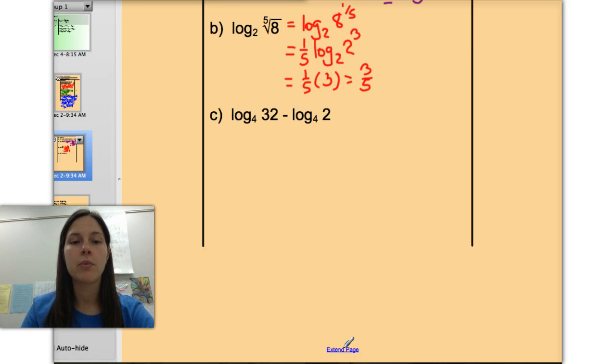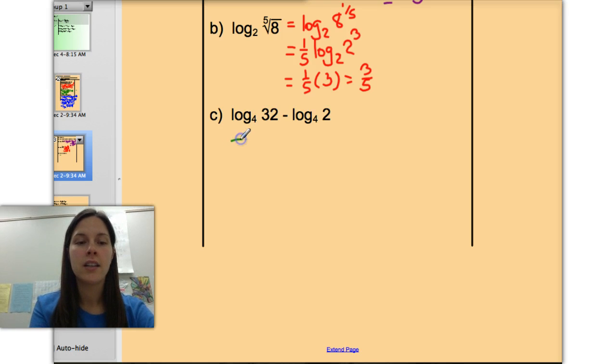And our final example, we have log base 4 of 32 minus log base 4 of 2. Neither one of these is a perfect power of 4. Actually, 2 is. 2 is the 1/2 power of 4. Some of you may not recognize that, not being used to square roots. But 32 is not a perfect power of 4.